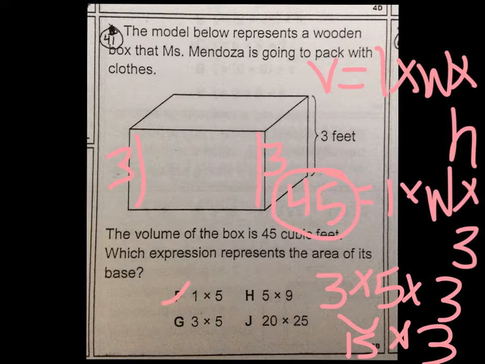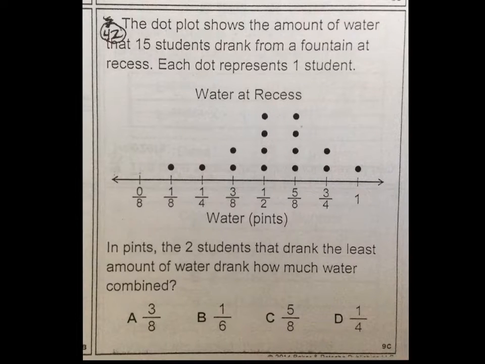H, 5 times 9 is already 45. So that doesn't leave me any room to multiply times my height. And J is entirely too large. So process of elimination left me with G.